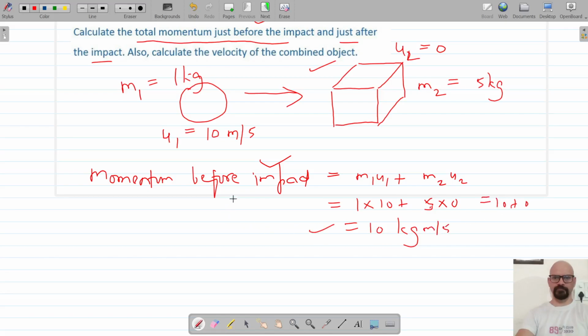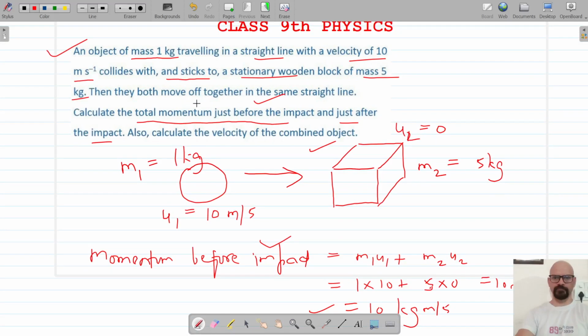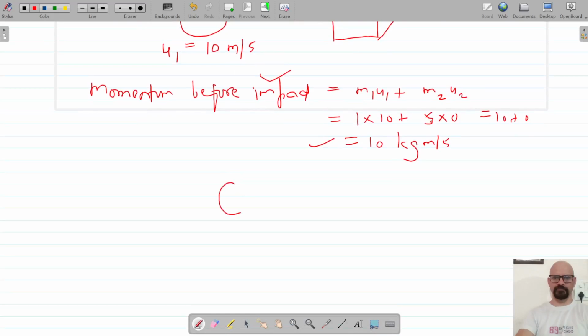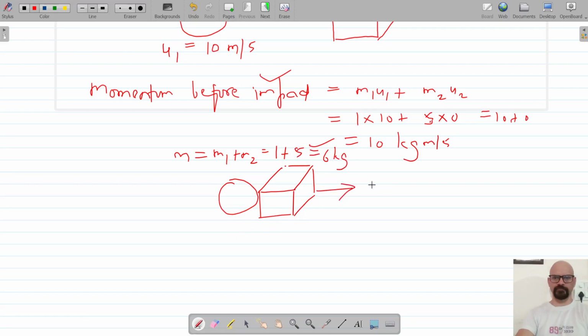Okay, now it's given that both collide and stick. So that means now this object is sticking to this object, and here the combined mass, total mass, will be the mass of both the two objects. Mass of the first object is 1 and the second object is 5, so the total mass is 6 kg. And they are moving with the combined velocity, let's say v.